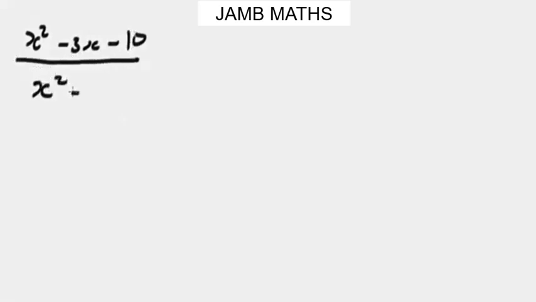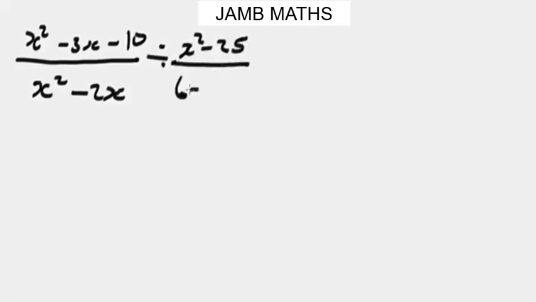Let's wipe this. Okay, now what if you are given this last practice question? We have x squared minus 3x minus 10 over x squared minus 2x, divided by x squared minus 25 over 6x minus 12. So this is 6. Now, feel free to pause this video and see if you can attempt this. Okay, let's do it together.